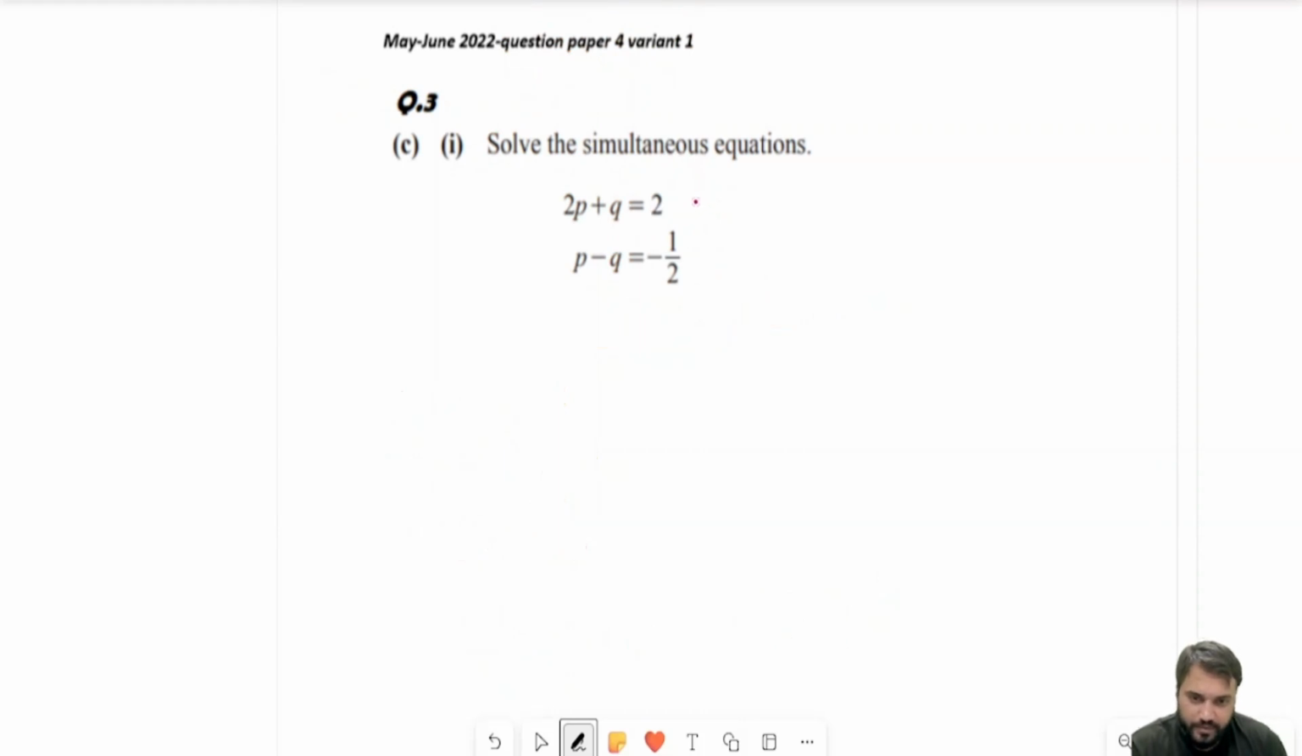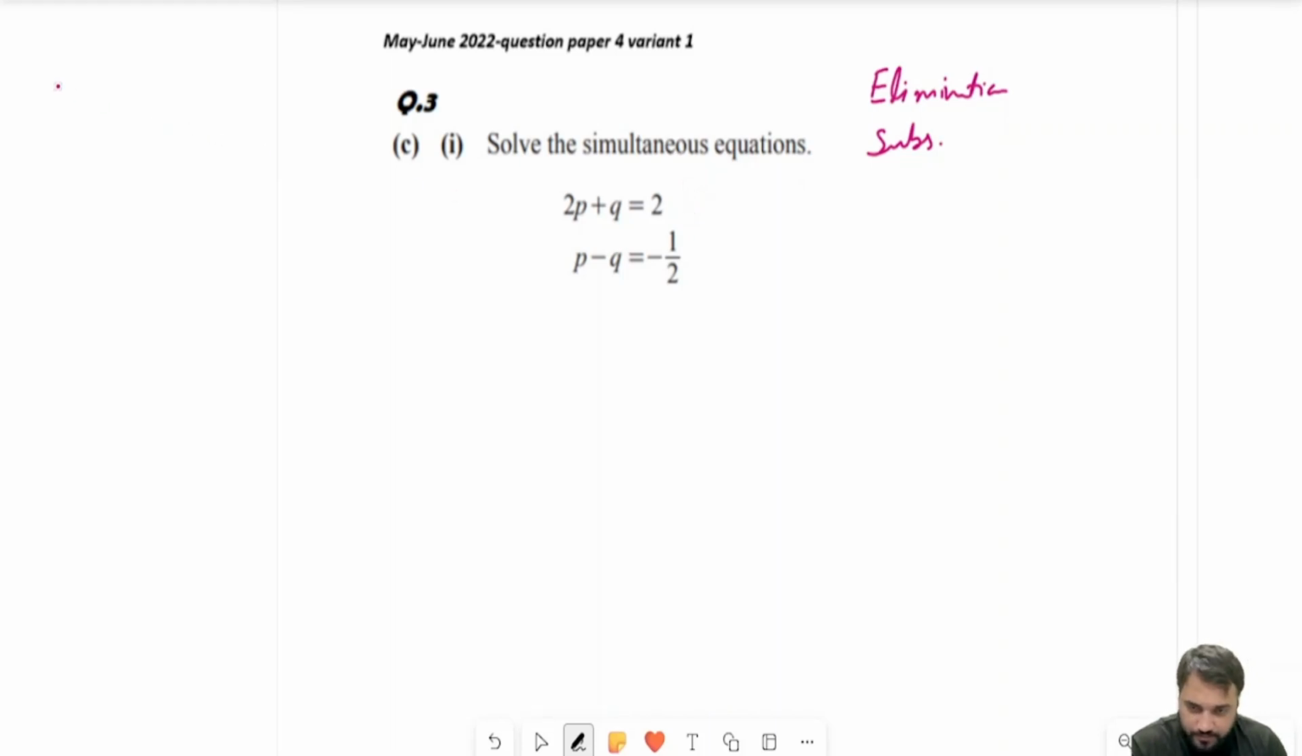Question 3 that appeared in 2022 also says solve the simultaneous equations. I told you earlier we have two methods, that is elimination method and substitution method. You can solve this question by substitution and elimination as well. Okay, it's up to you. But I told you it is convenient to solve linear simultaneous equations using elimination method. How can we solve this problem here?